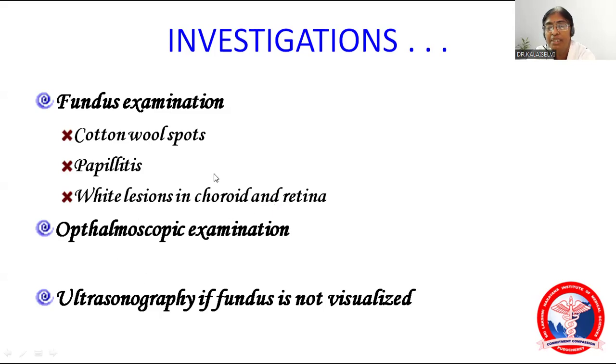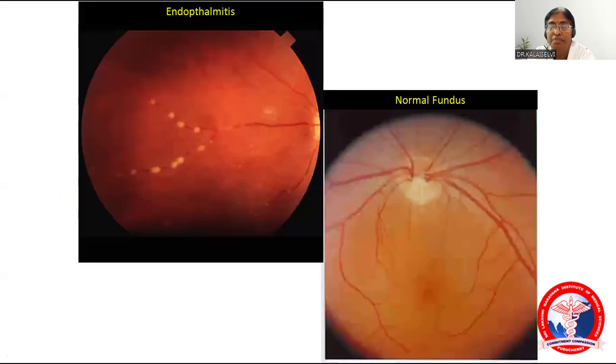So if the media is hazy, then we resort to ultrasonography. This can be done to find out the increased density of the vitreous and the thickened choroid and retinal layers. So this is the perivasculitis, where you can see the inflammatory membrane around the vessels. This is supposed to be a normal retina with normal vessels. The difference.